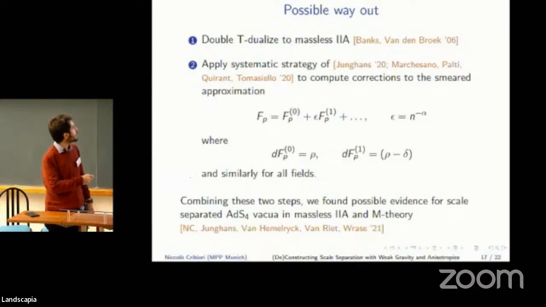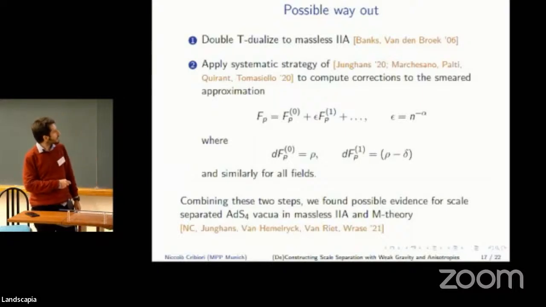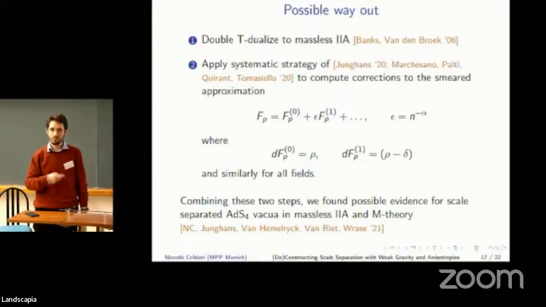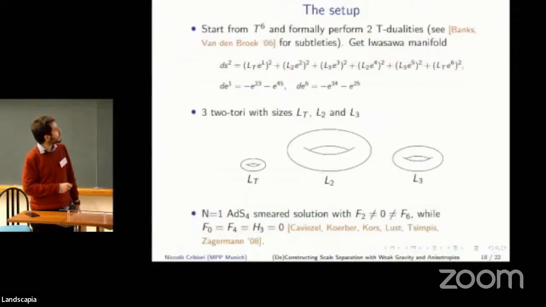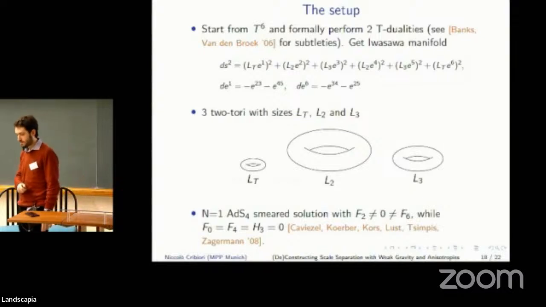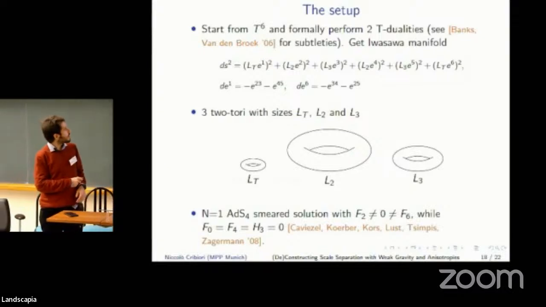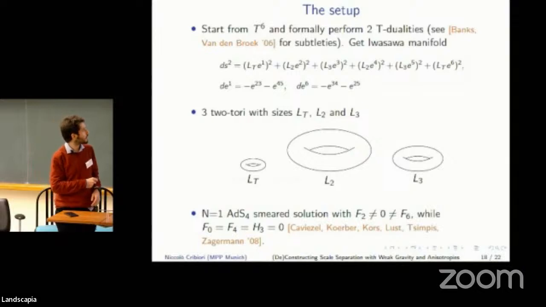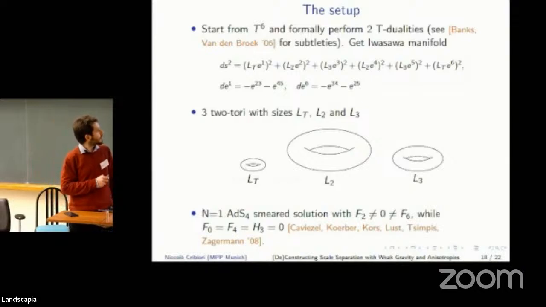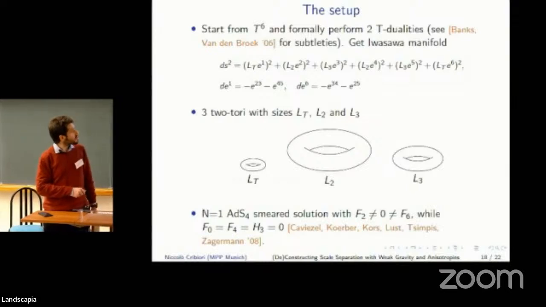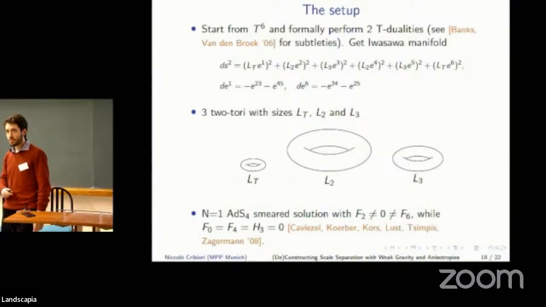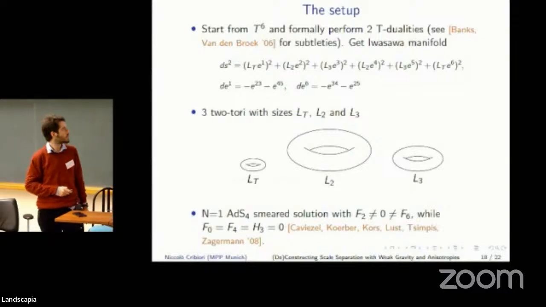So we combined these two steps, and this led us to possible evidence for scale-separated vacua in massless type 2A. It actually has both weak and strong coupling, meaning that these vacua could also be vacua in M-theory. The setup is the following. You have what is called the Nilmanifold, which is essentially a special subcase of a twisted torus. And what is important, that I'm going to stress less, is that you can think of this T6 as three copies of a two-torus, so we have three tori. And the general smeared solution was already known. We computed the first order correction in the backreaction to this solution.